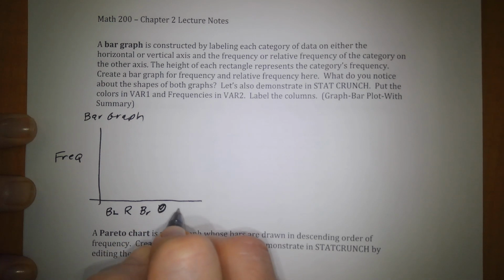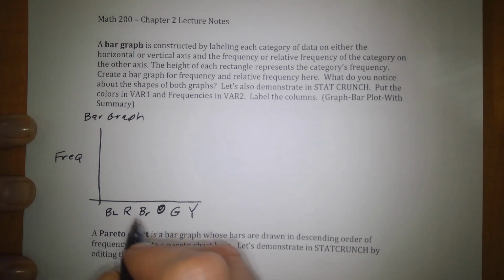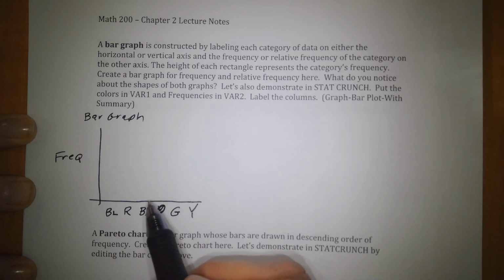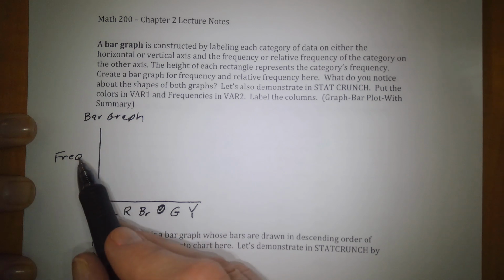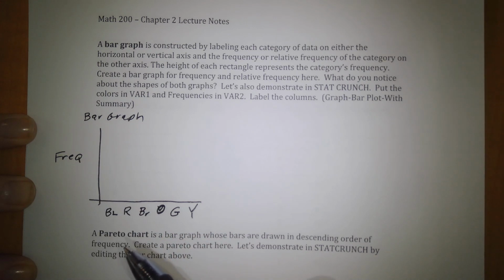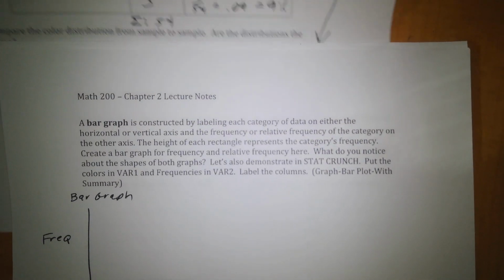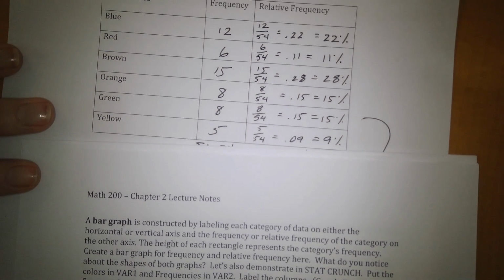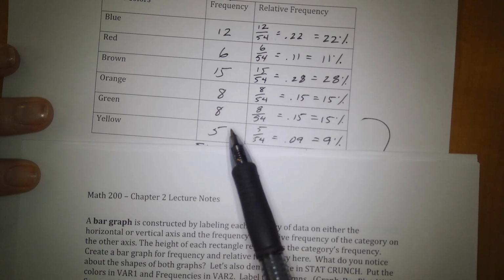orange, green, and yellow. Now these colors are going to have bars associated with them, and the height of each bar will be the frequency of each color. Our frequencies, if I go back to the previous page again, our frequencies range from 15 all the way down to 5.